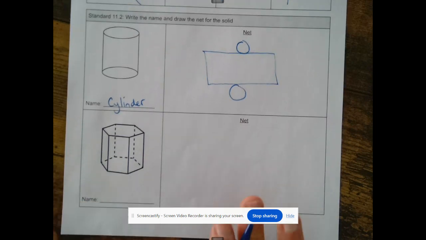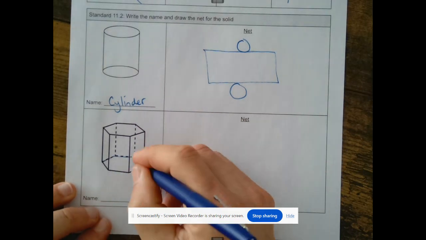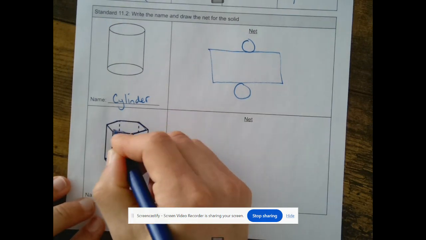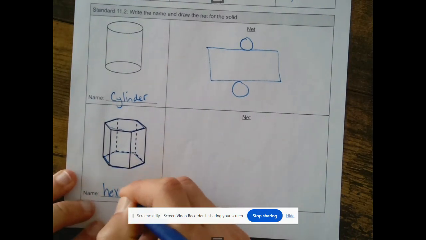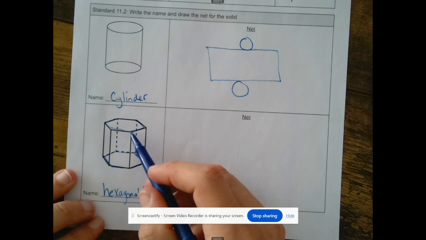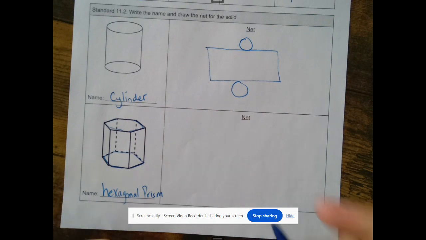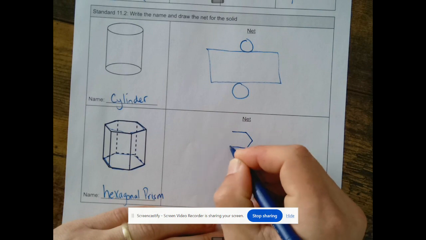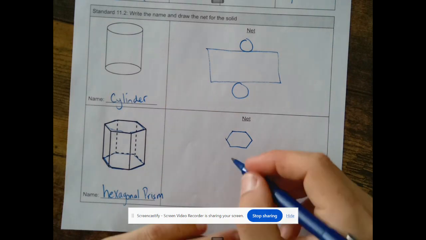For the second one, what do we have here? I see 2 hexagons, 2, 3, 4, 5, 6, connected by rectangles. That means I'm working with a hexagonal prism. I know it's a prism because I have 2 congruent polygon bases connected by rectangles. So for a prism, I want to think about drawing 1 base. So I'm going to draw a hexagon. And again, don't worry about being too precise, but we want to be accurate as we can. So there's our hexagon. Now from that, we know there are lateral faces.